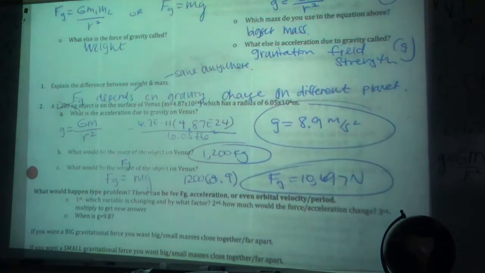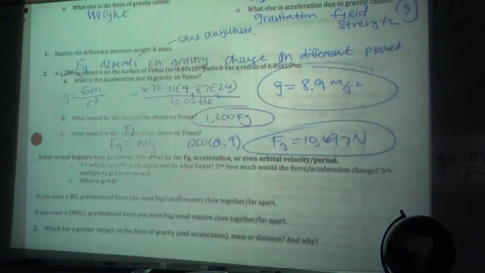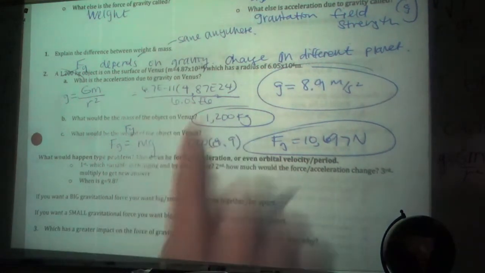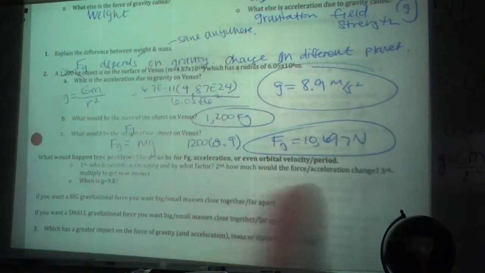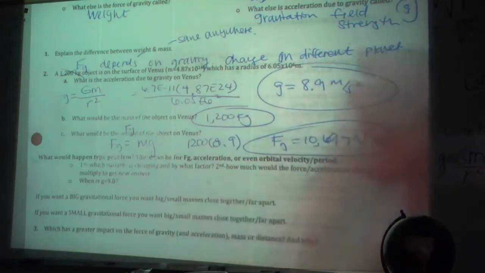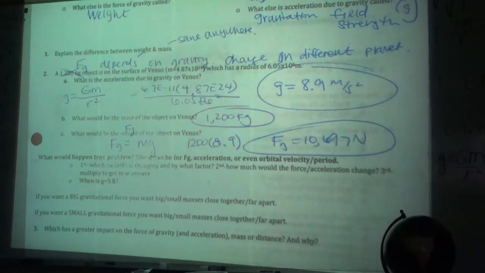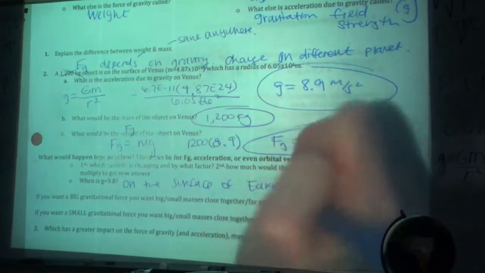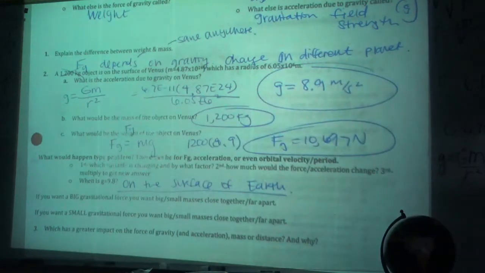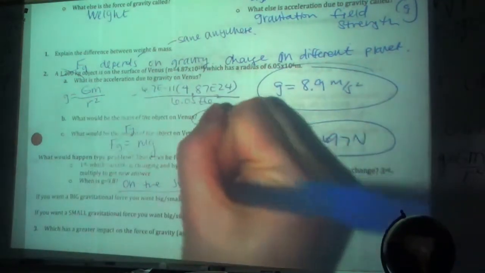Now, what would happen problems? Well, the first thing we need to figure out is what is it that's changing and by how much. Once you know that, if something's doubling, tripling, etc., figure out how much the force would change, so how many times bigger or smaller. The last step is to multiply your old force by the factor to get the new force. When is g 9.8? When it is on the surface of Earth. A lot of these what would happen problems are talking about little g, and they're comparing it back to Earth, so your old g is just 9.8, because that is comparing it back to something on the surface of the Earth.